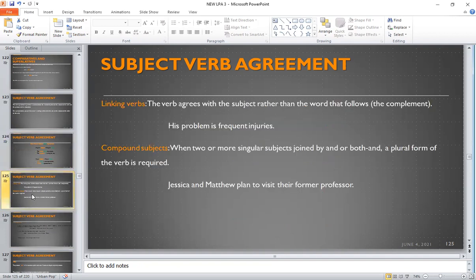Okay, next. Linking verbs. The verb agrees with the subject rather than the word that follows, the complement. His problem is frequent injuries. So that's the linking verb there. You'd also see compound subjects: when two or more singular subjects are joined by "and" or "both and," a plural form of the verb is required. Sample: Jessica and Matthew plan to visit their former professor. So "and" is your linking word there.